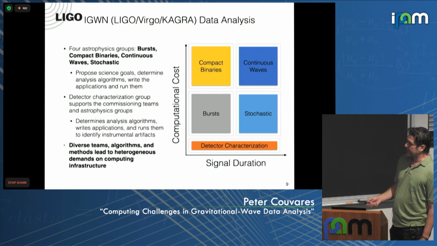Broadly speaking, computational cost goes up, signal duration goes down, and this is where the four lie. So you've got compact binaries. The CBC group traditionally has had very computationally expensive searches, with very short signals. Continuous waves are long signals and expensive. Bursts are cheaper and shorter, and the stochastic background is cheaper and longer. And detector characterization kind of sits there at the bottom.